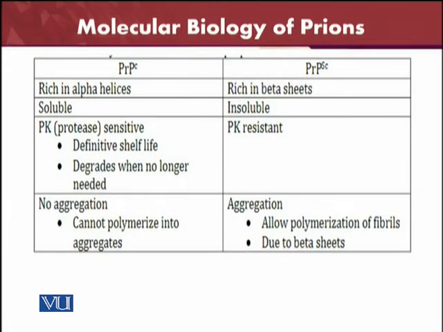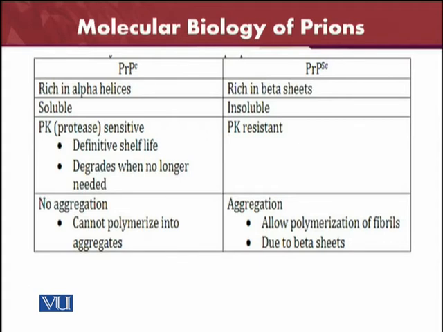The molecular biology of the prions. What are the prions from the molecular biology point of view? PrPC is the cellular form, the normal form, and the other is the PrP scrapie form. These are the two forms. We have given them in tabulated form here, and we can differentiate how they are different from each other.